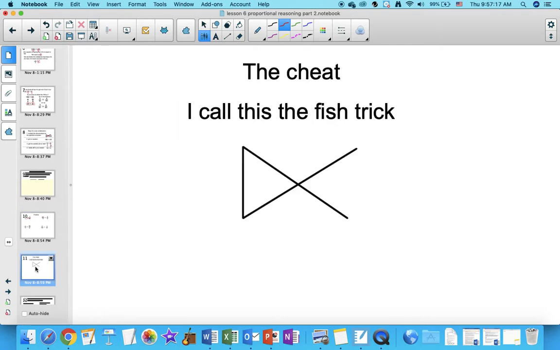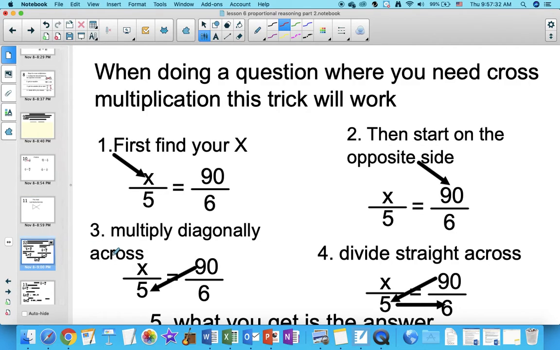The cheat I'm going to show you is called the fish trick. I call it a fish trick because I guess it kind of looks like a fish if you were to draw fins and a tail, I guess. Yeah, a fish. So I call this a fish trick, and it's a quick and easy way to do cross multiplication. So the way you do this trick is you find your x.